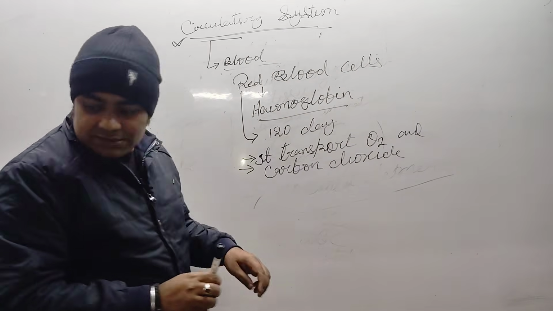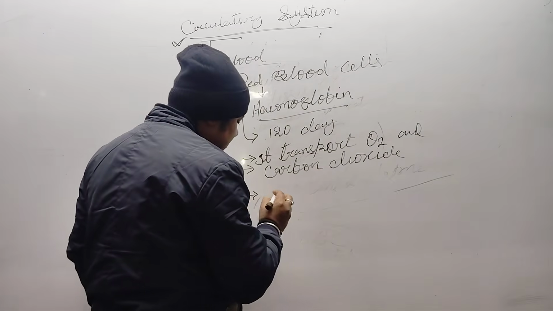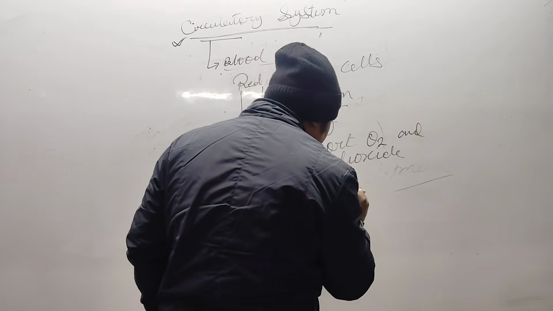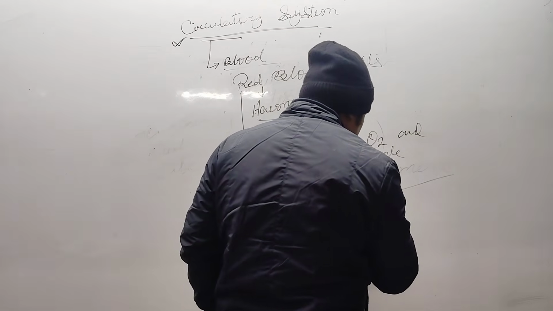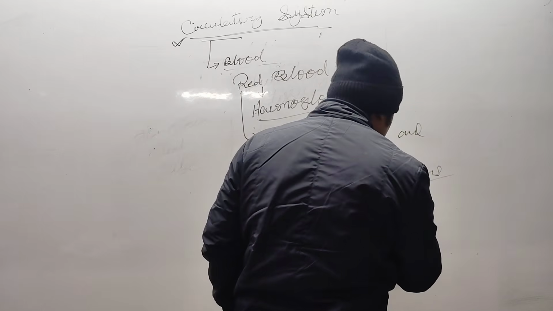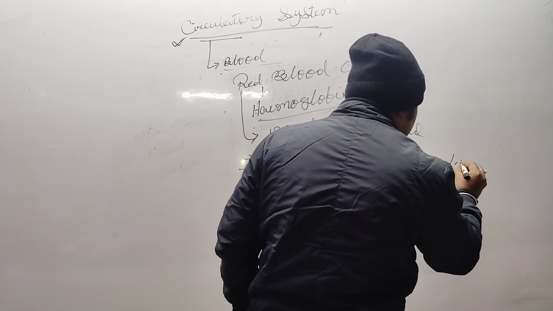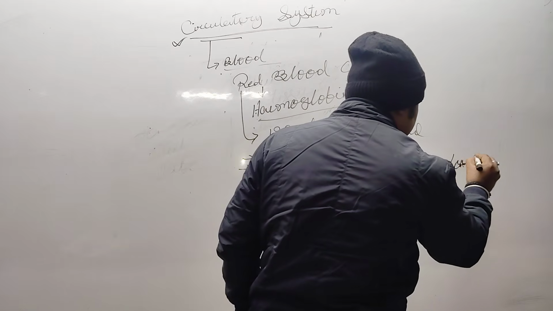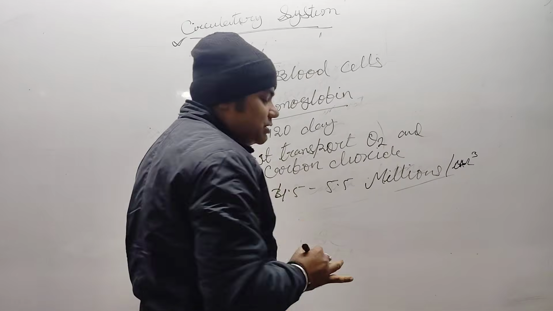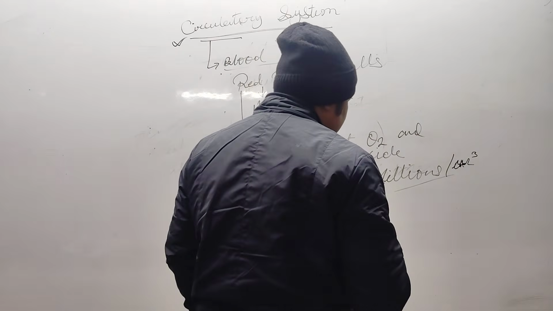Second, the total quantity of red blood cells is about 4.5 to 5.5 million per cubic millimeter, though it varies according to gender, in males and females.